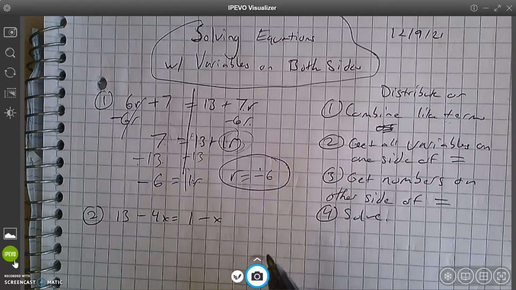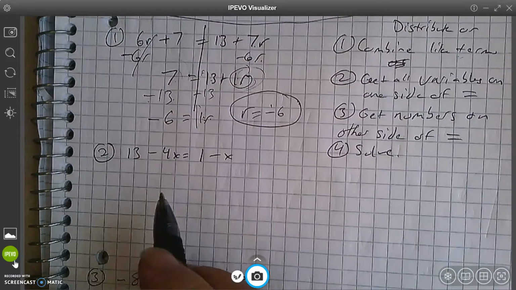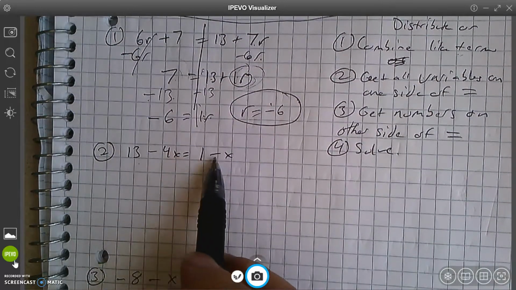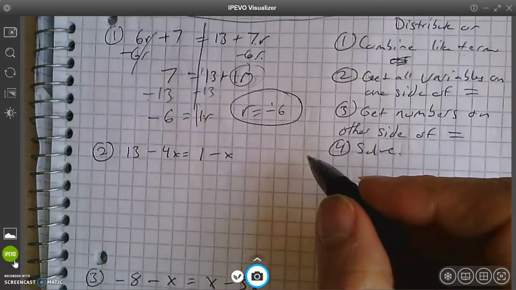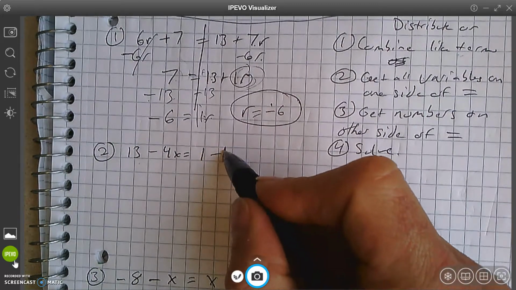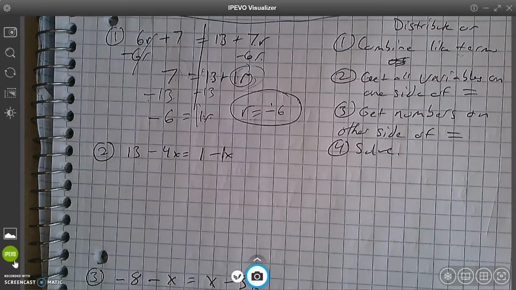Got it. Cool. All right, this one, number 2. 13 minus 4x equals 1 minus x. Write that down. I'm going to put a little 1 right there, so negative 1x. Whenever I see an x by itself, I always put a 1 next to it because that helps me solve it.